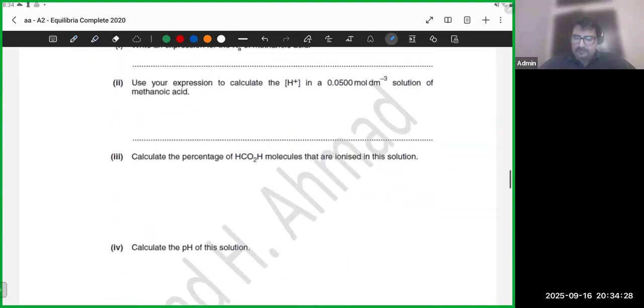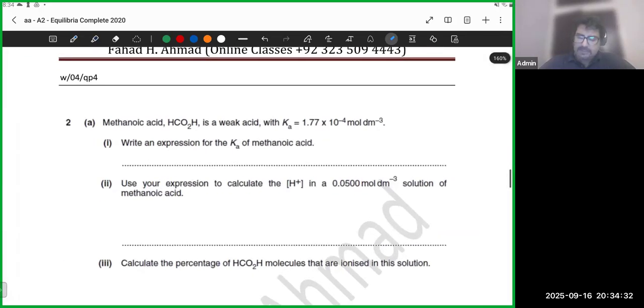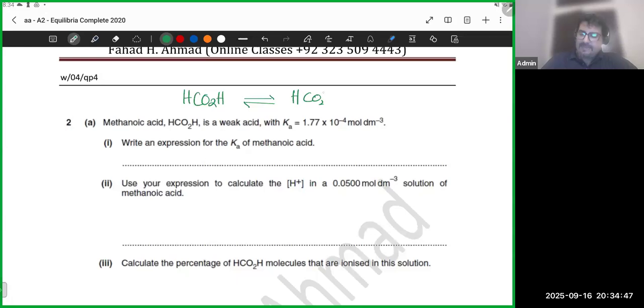So here, let's do a skeleton. Calculate the K expression for methanoic acid. So I've got methanoic acid, it's going to dissociate and produce an H plus 1 ion. So what's the K expression? Product concentration divided by reactant. It's going to be HCOO minus 1 concentration, that's my product, times H plus 1, and divided by the weak acid.